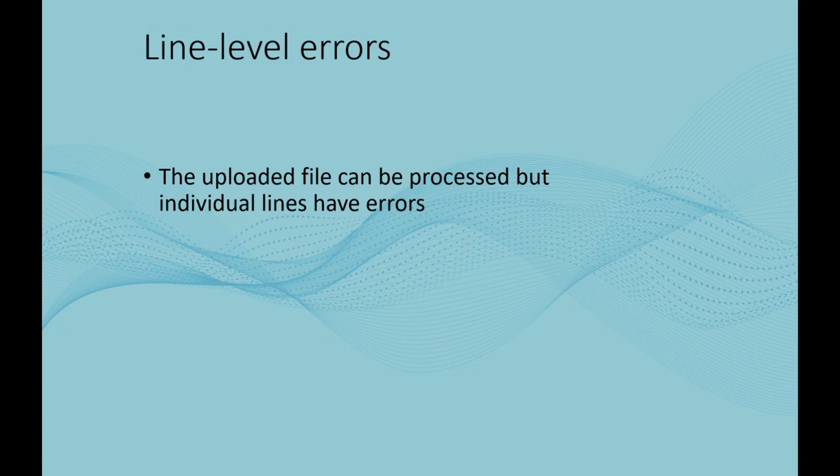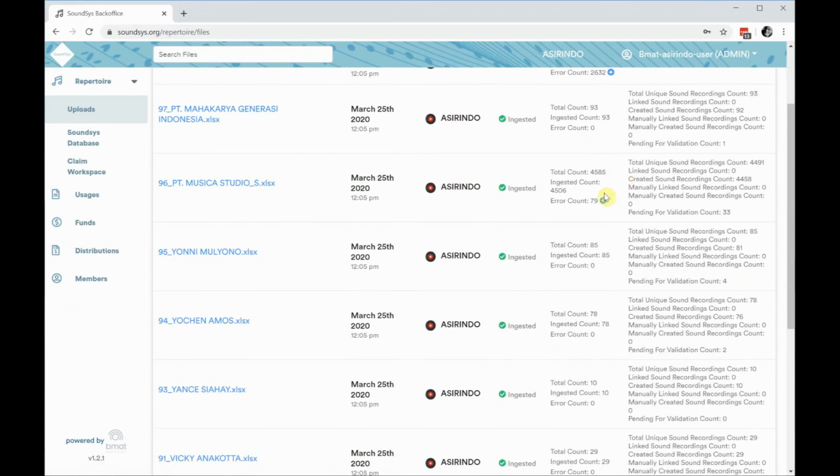Some files may contain errors but also be shown as ingested and have matching statistics. In this case, we're looking at errors at the line level where the file is basically good but some lines of repertoire are wrong and the bad lines of repertoire aren't processed. The rest of the file is processed through into SoundSys.